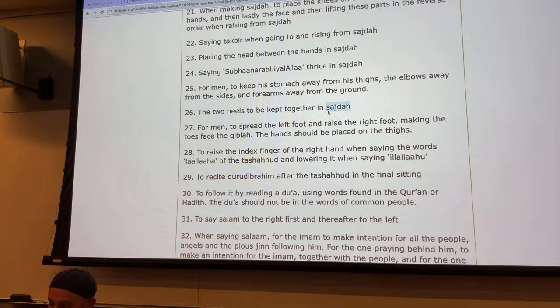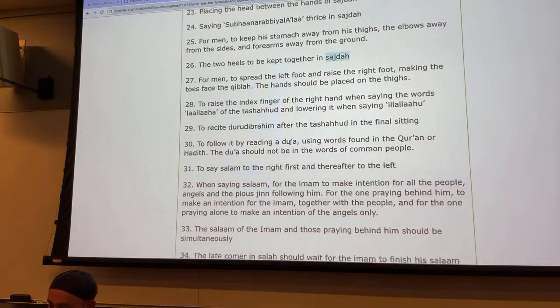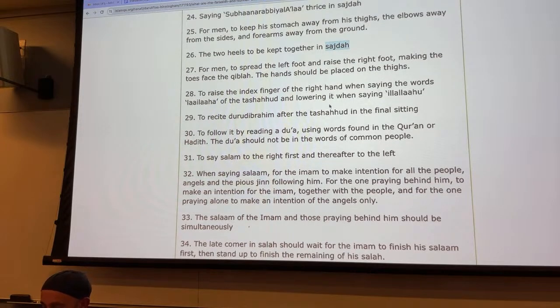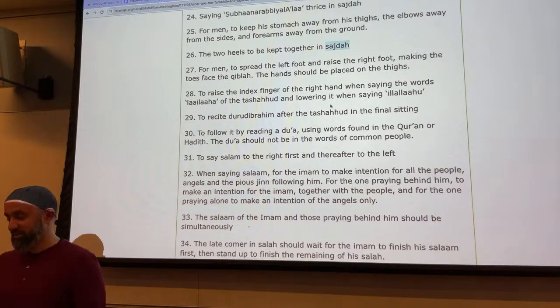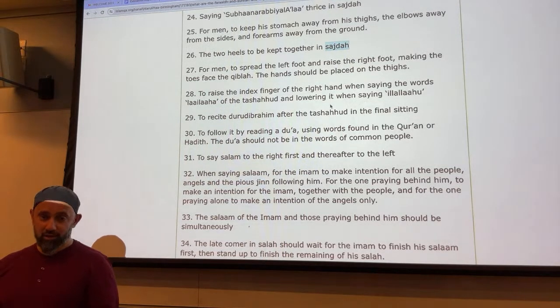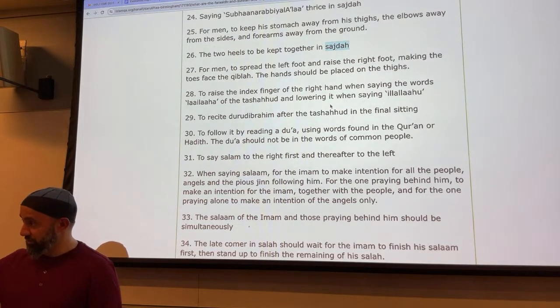And you're going to, 28, raise the index finger of the right hand when saying the words La ilaha of the tashahhud and lowering it when you say illallah. So in the Hanafi school, that part that we talked about as being a necessary act, the tashahhud, in the part that says ashhadu an la ilaha illallah, you're going to raise your finger at the la ilaha, right? So the finger is raised at the point of negation, there is nothing worthy of worship, and then it's lowered at illallah, the point of affirmation, except Allah. Does that make sense?